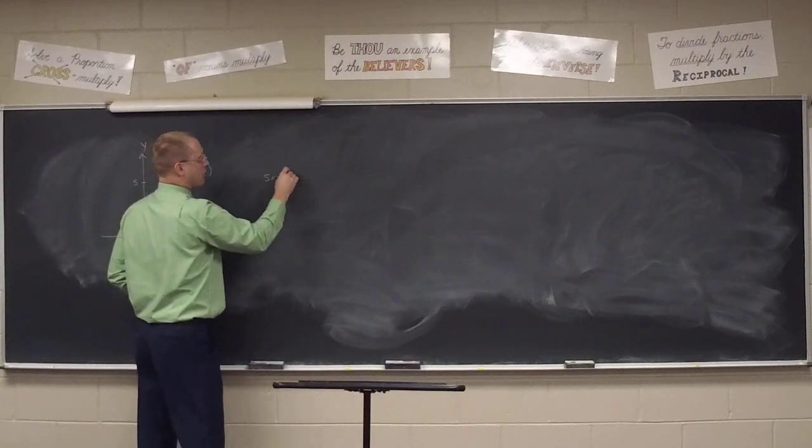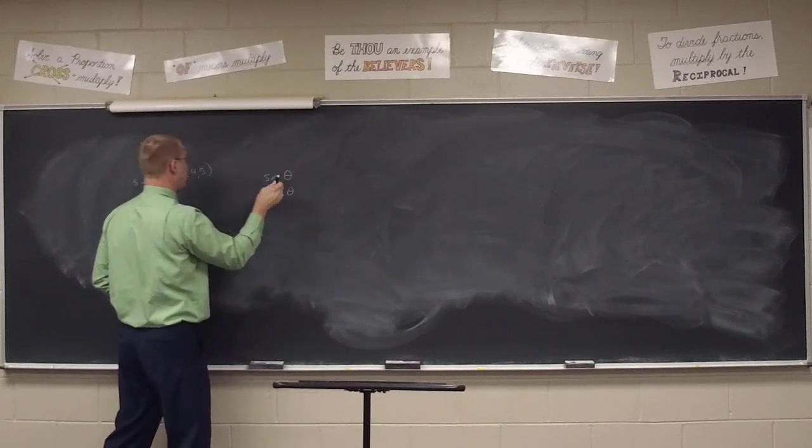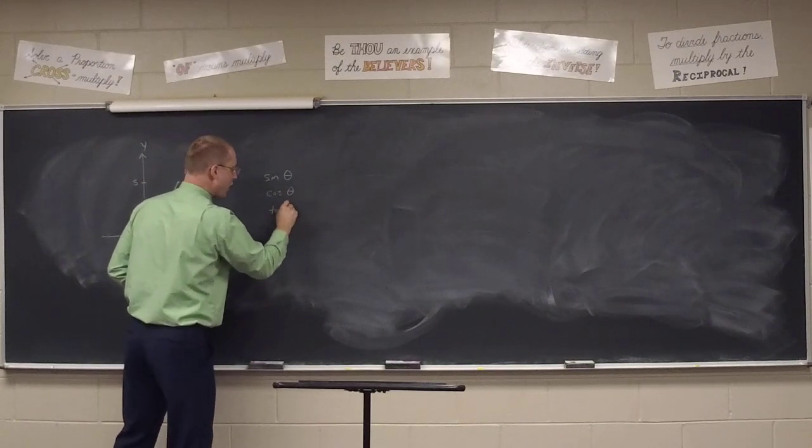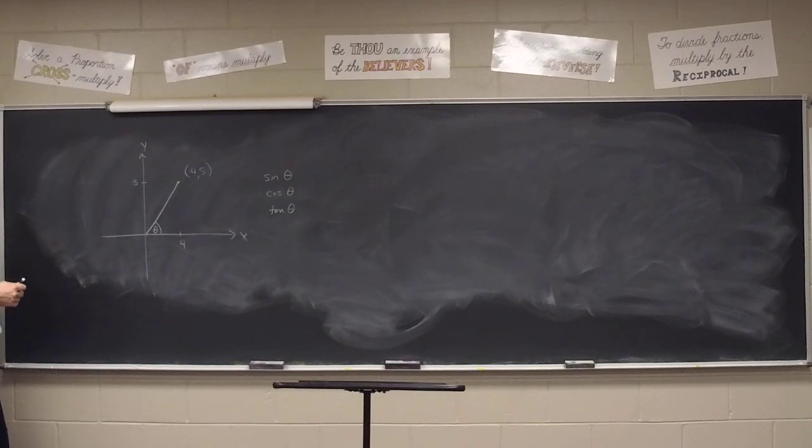The sine of theta, when theta goes through 4, 5. The cosine of theta, when it goes through 4, 5. The tangent of theta, when it goes through 4, 5. And of course, reciprocals I could do as well, but for sake of time, we won't. How would I figure this out?